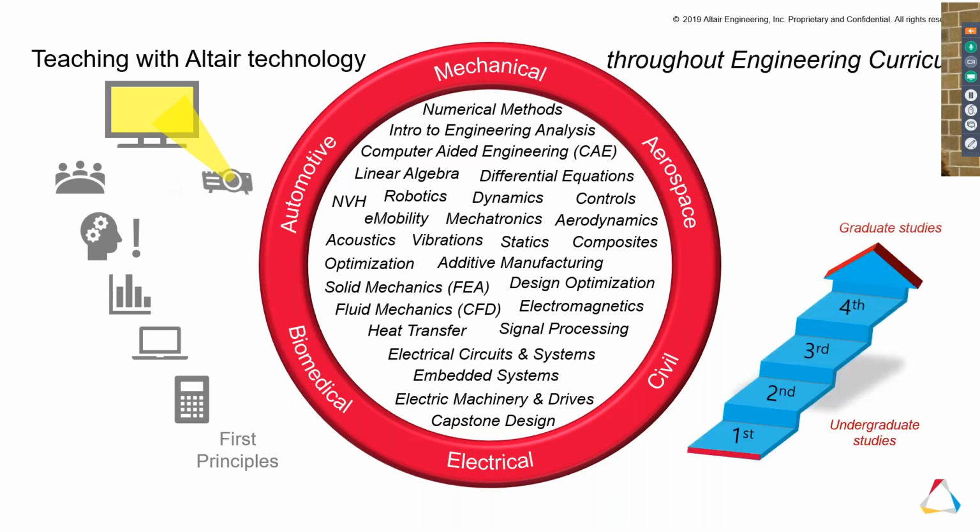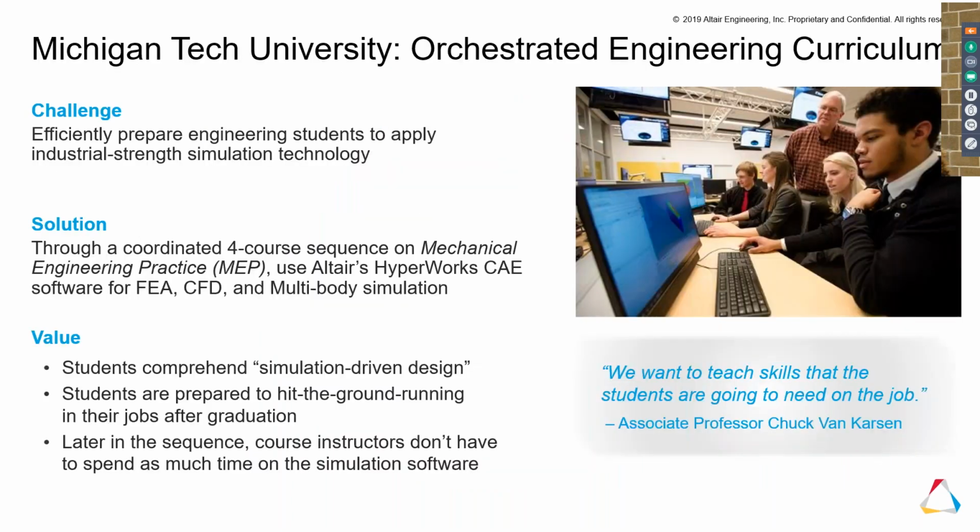And then we don't have to limit our focus to just single classes. We can design entire curricula through first year up through graduate studies to involve simulation technology like this, and therefore streamline the curriculum, make it more efficient, be able to teach more faster. Michigan Tech University is a fantastic example of this. Several years ago, they realized what you all know, which is they need to efficiently prepare their engineering students to apply this type of industrial strength simulation technology, but they don't have a lot of extra space in the curriculum.